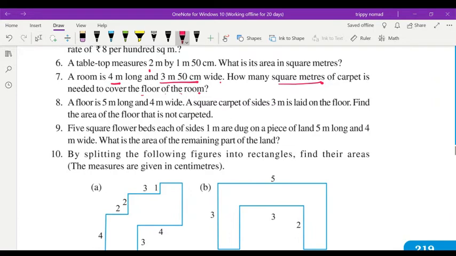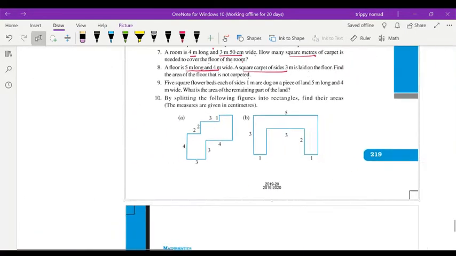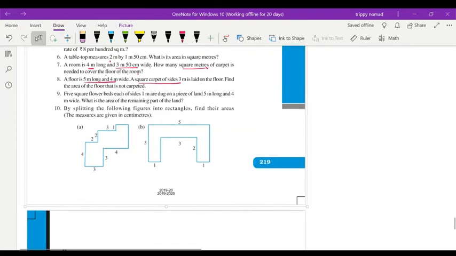A floor is 5 meter long and 4 meter wide. A square carpet of sides 3 meter is laid on the floor. Find the area of the floor that is not carpeted. First you will find out this area, then the area of the square, then you will subtract both. Okay, so I am going to start question number 8.